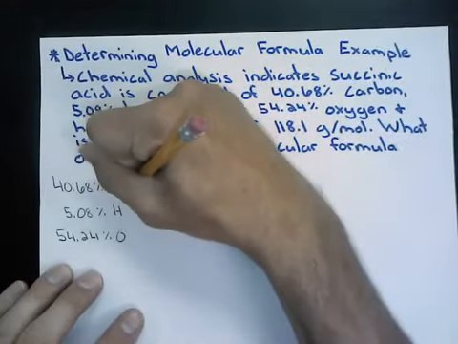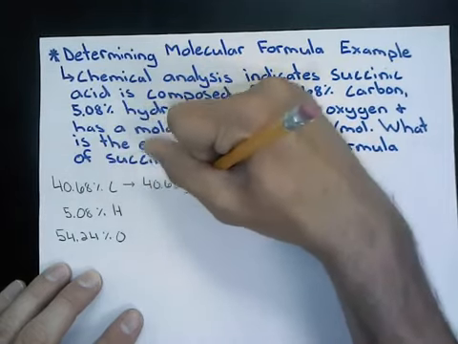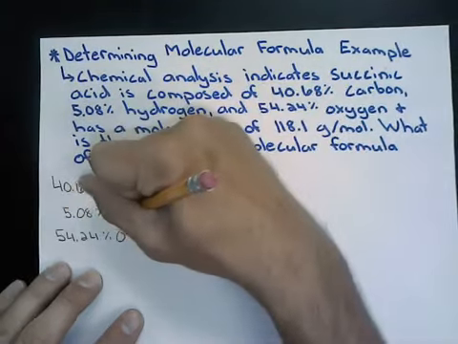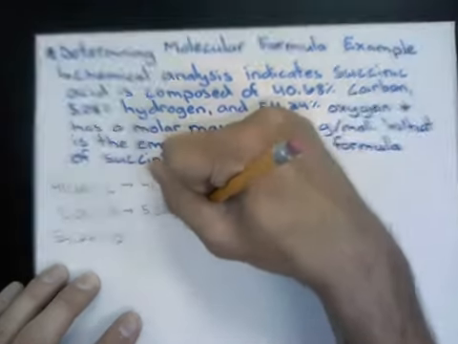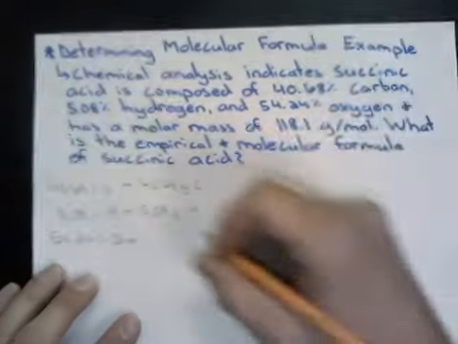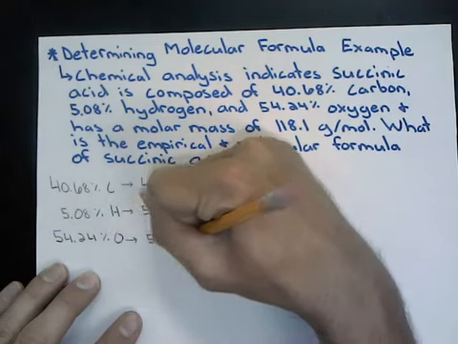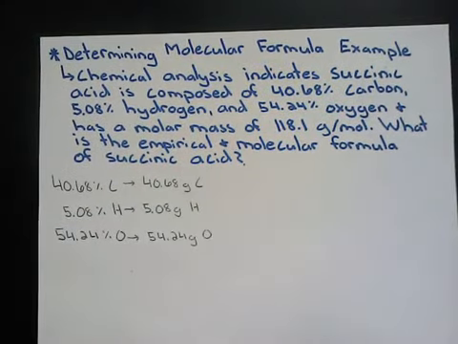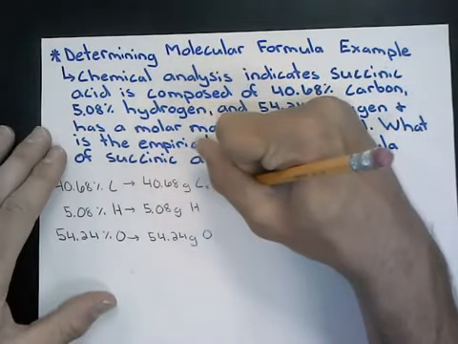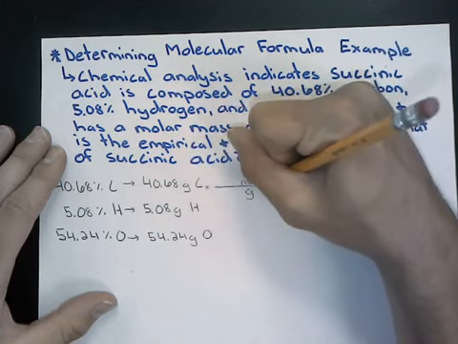So this is going to become 40.68 grams of carbon. This will become 5.08 grams of hydrogen. And this will become 54.24 grams of oxygen. Okay, now we need to go from grams of our substance to moles. So what we're going to do first is we're going to have grams to moles of each and every element.